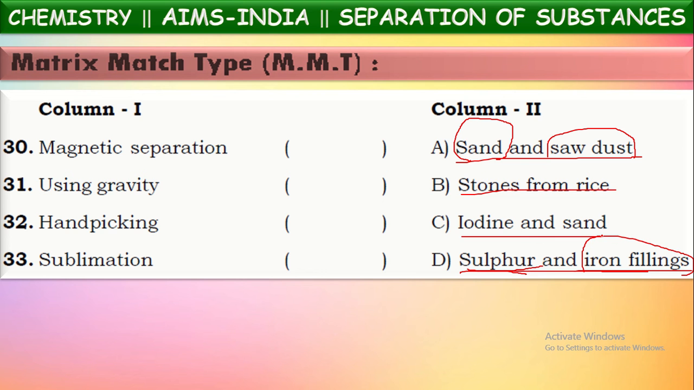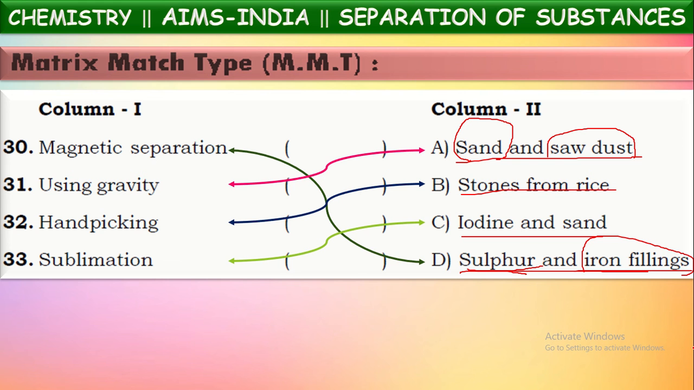Okay, so this is the matching. Now let us see the matching here. Let us draw lines so that you can understand easily. Observe these lines once. Are they correct or not? Magnetic separation for sulfur and iron filings. Gravity method for separation of sand and sawdust. Hand picking technique for separation of stones from rice. And sublimation we use for the separation of iodine from sand. Check the lines once whether they are given correctly or not. Yes? Good. Next question.